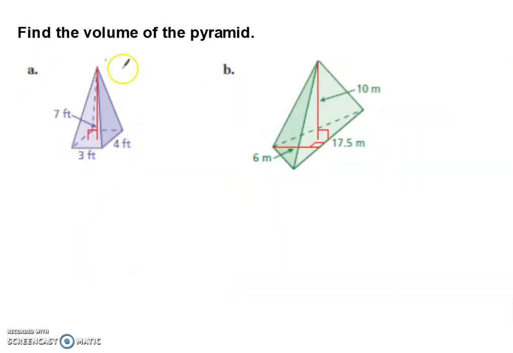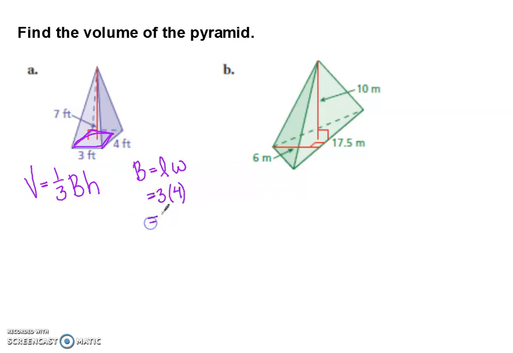This is the next one on your notes, letter A. It says find the volume of the pyramid. We're going to do the exact same thing we did before. Write the formula, find the area of the base, substitute, and evaluate. So here we go. Volume is 1/3 area of the base times the height. Find the area of the base. So the shape of the base is a rectangle. It's right here. Length times width. The length is 3, the width is 4, the area is 12.